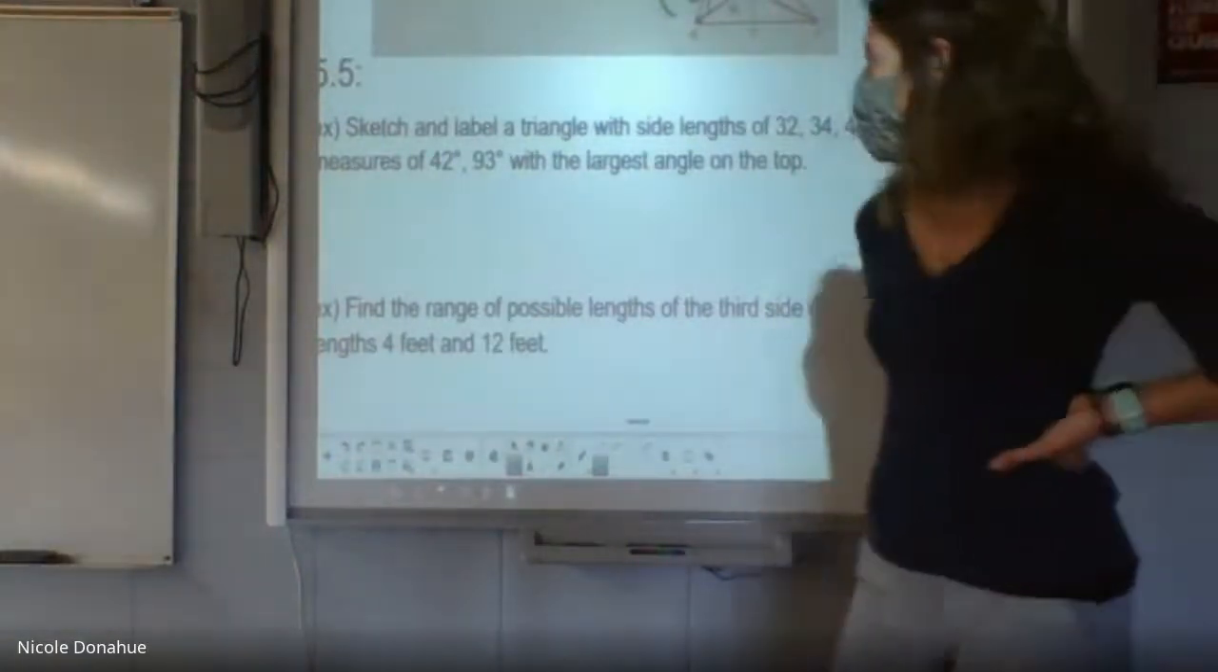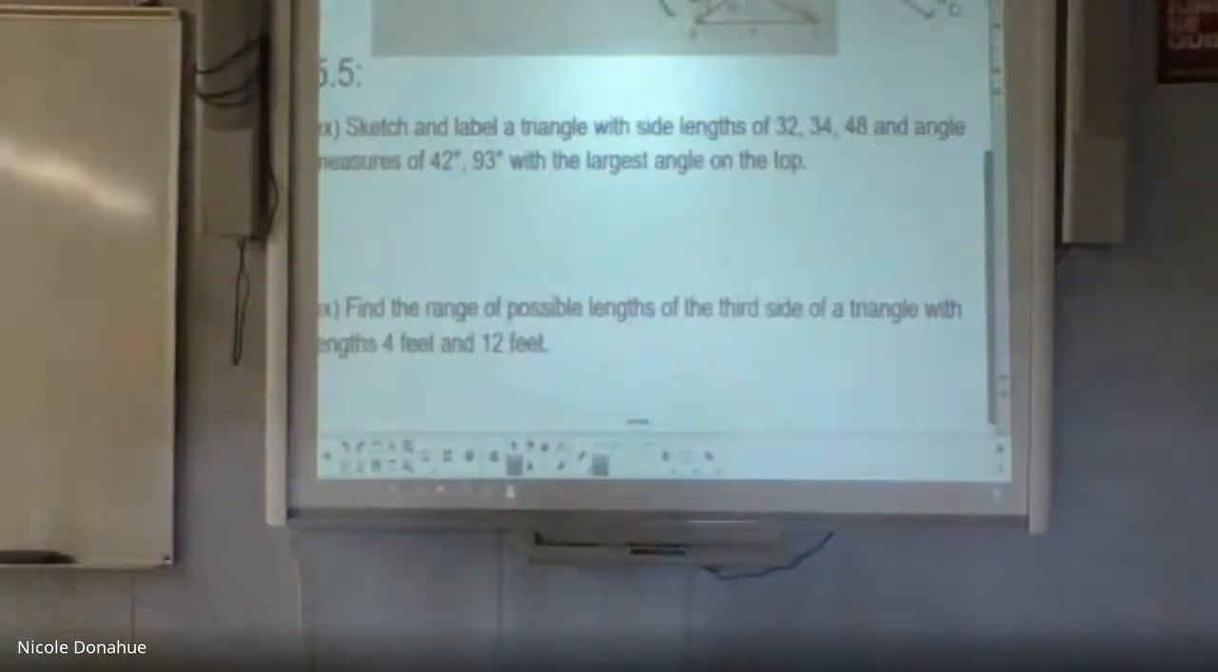Okay, so guys, in section 5.5 is when we did the triangle inequality. That's where you add the two shorter sides and they have to be longer than that third side.